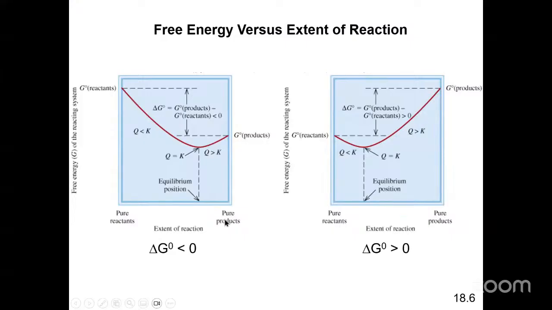So you'll notice that the equilibrium position here, in a case where delta G is negative, is closer to the products. In other words, the amount of products will be greater in terms of concentration compared to the amount of reactants. In this case here, it's the reverse. The concentration of the products would be less than that of the reactants at the equilibrium position, right? So that's what we're looking at here in terms of the relationship between the free energy versus the extent of the reaction, right?